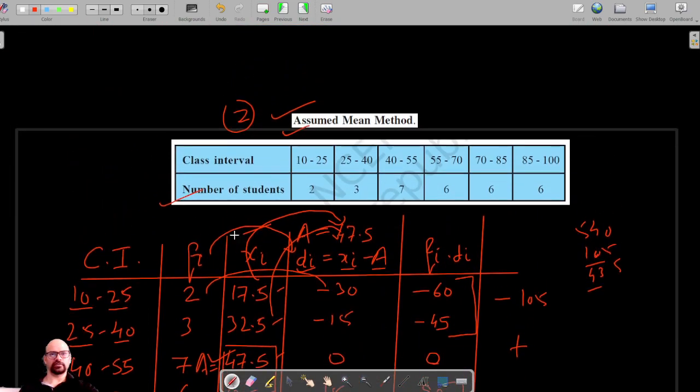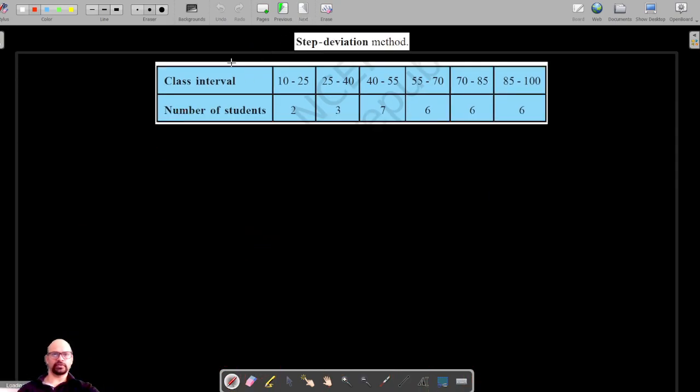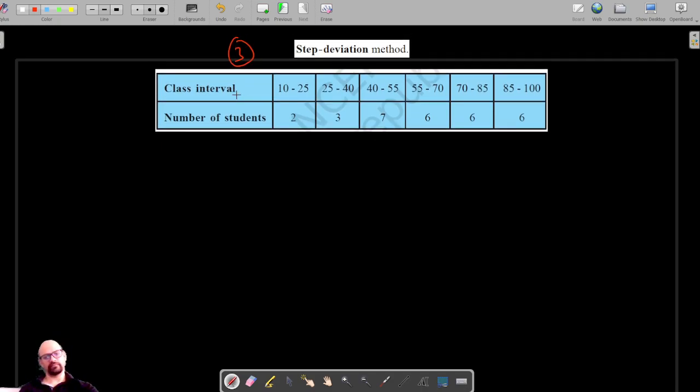Now let's move on to the third one, which is the step deviation method. These steps are basically to reduce the calculations by making the figures smaller and smaller, so that if there is an error, it's easy to find it among the smaller values.